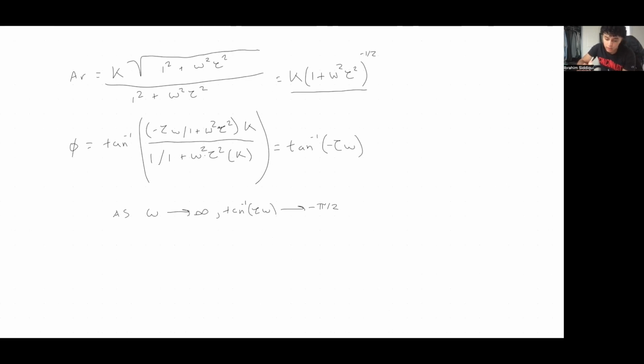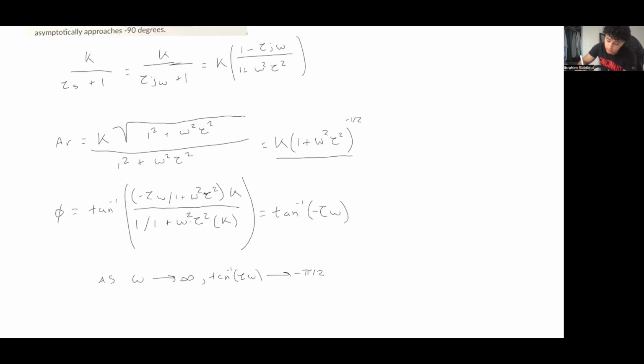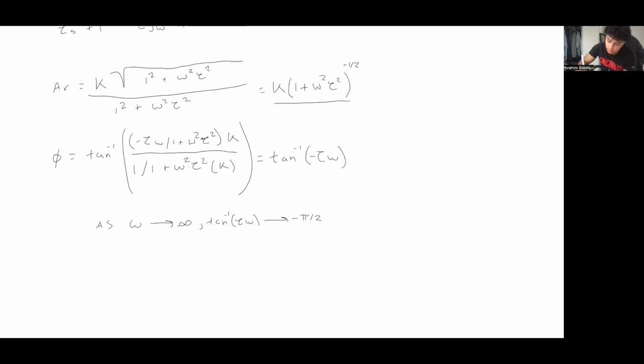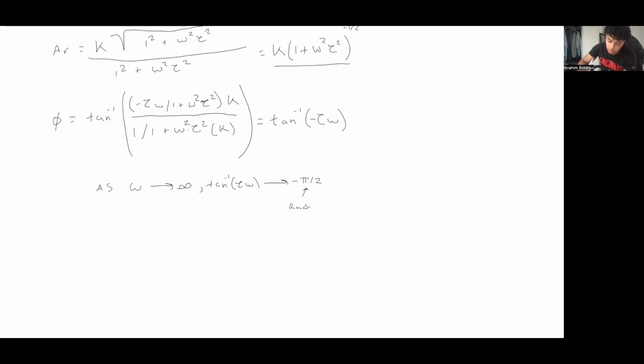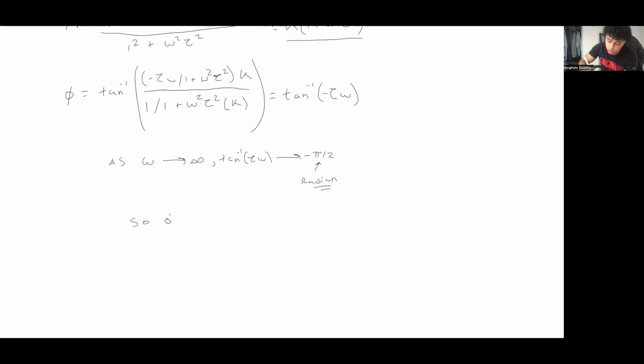But essentially what we're trying to get, if you look at the problem statement, is a first order system that approaches negative 90 degrees. Now, how do we get that? Essentially, this is in radians, so we can convert it to degrees. So phi will approach negative 90 degrees, converted from radians to degrees. Okay, that sums that up. We've got this. Now we can go ahead and move on to part three.